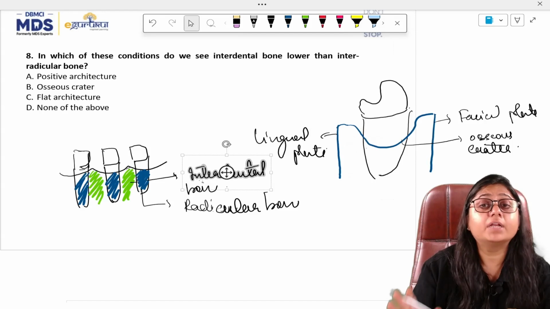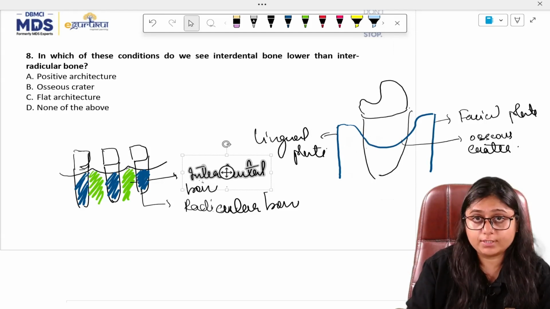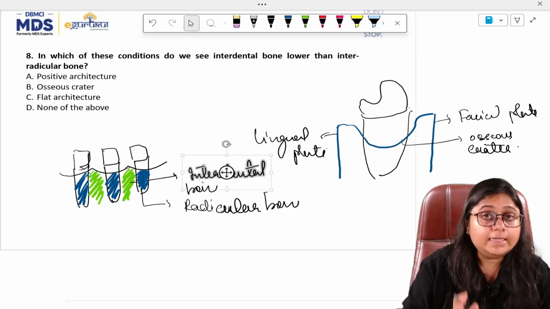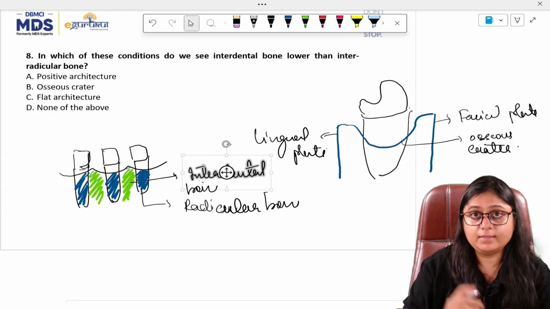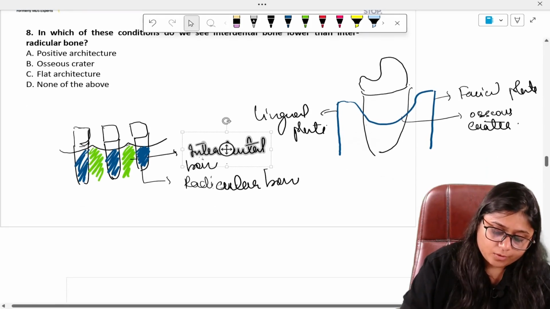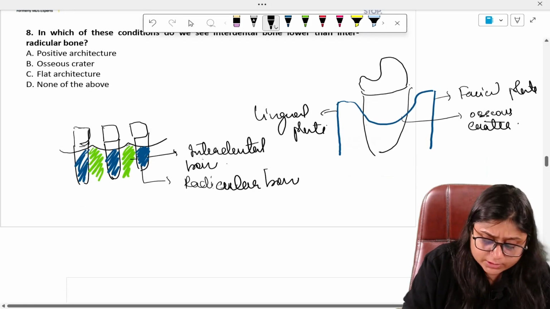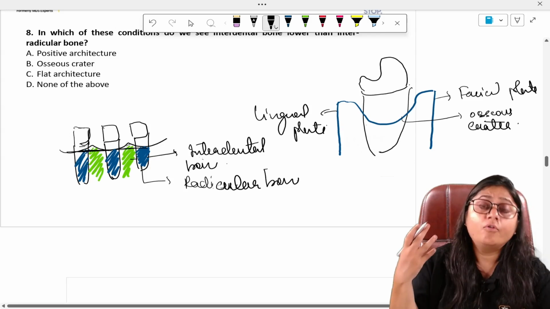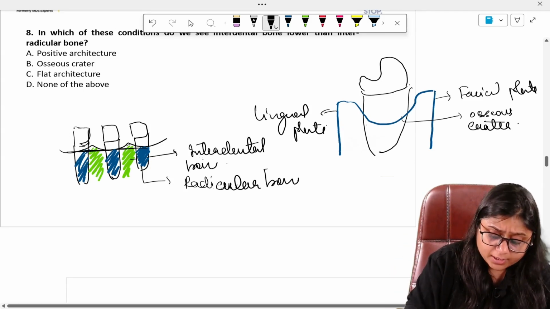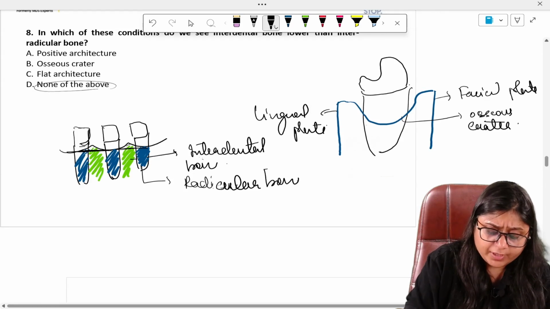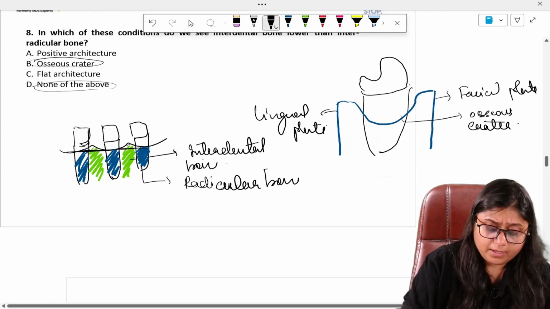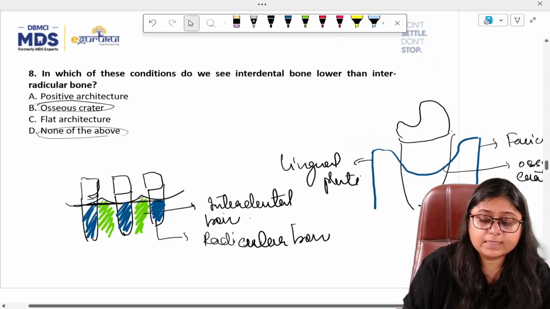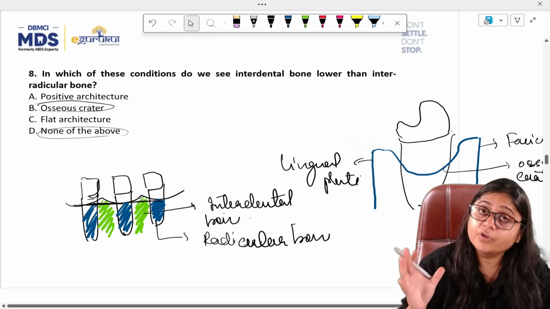But if the negative architecture is not given in the options, the answer that needs to be selected is the osseous crater, the second best option to choose. Okay. Flat architecture means both the radicular and the interdental bone are at the same level. So here in the options they have given none of the above and osseous craters. Guys, it's such a confusing question.